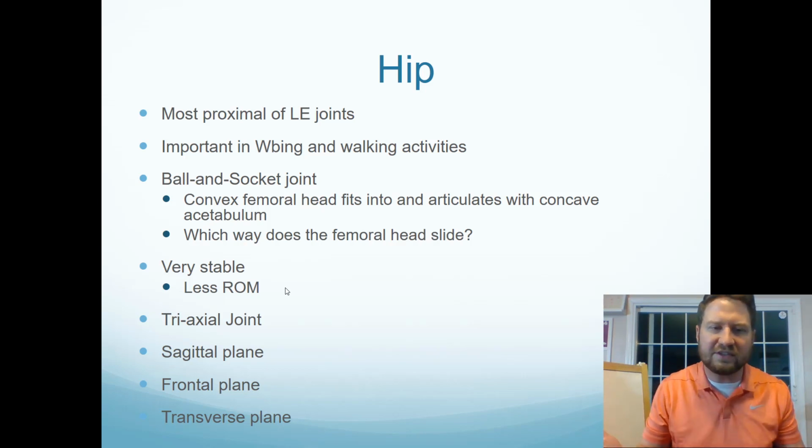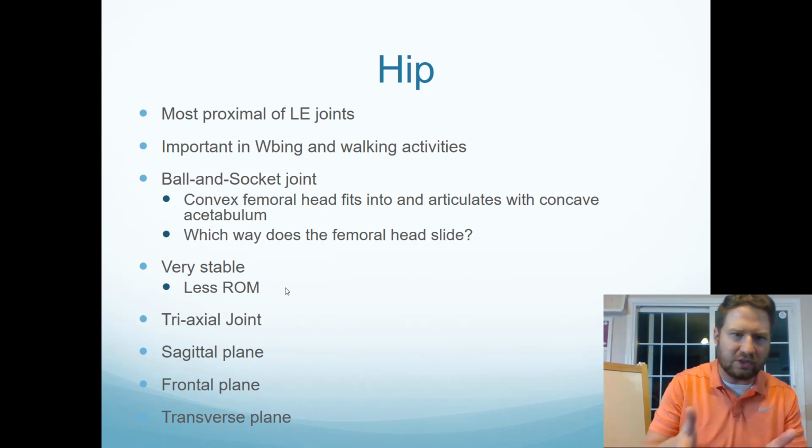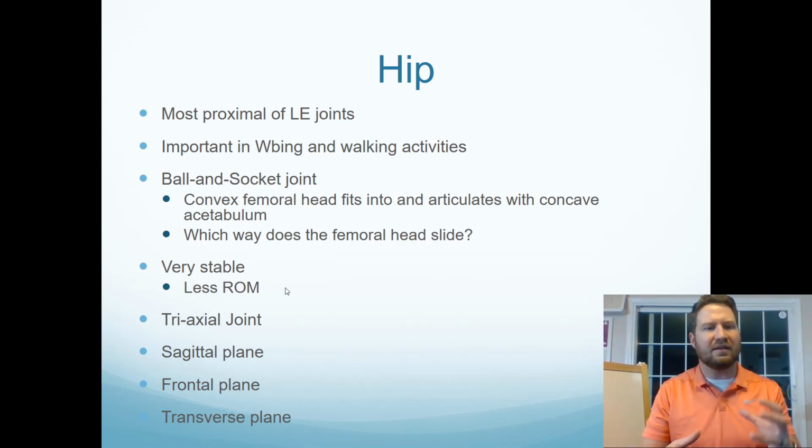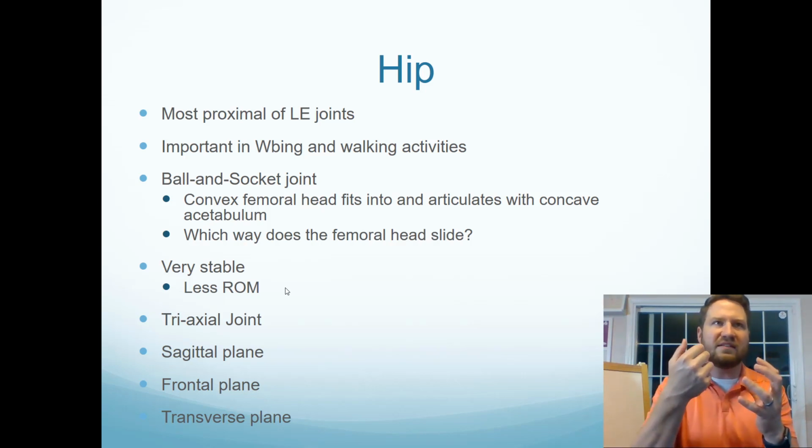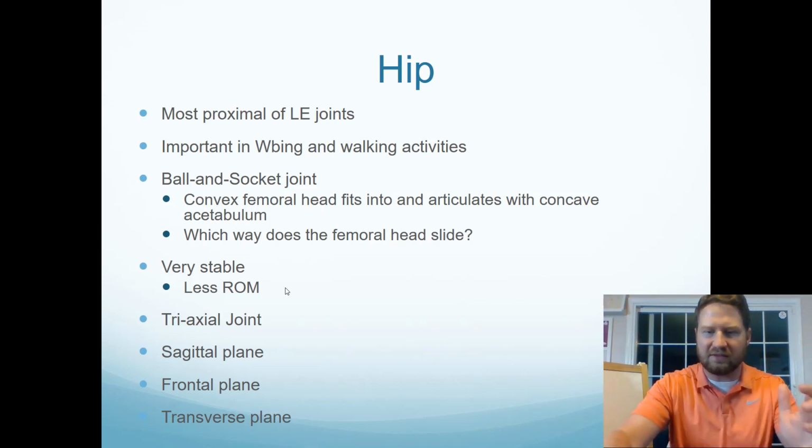It's still a triaxial joint. It still moves in the sagittal, frontal, and transverse planes, but it is a lot more stable. Therefore, it sacrifices mobility for that stability, which is good, because we have weight bearing.